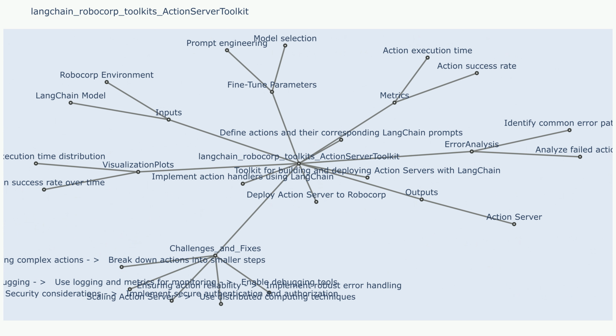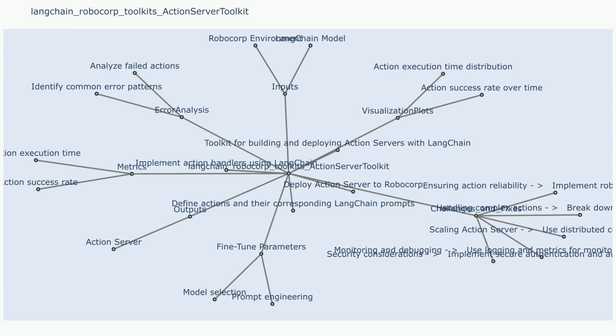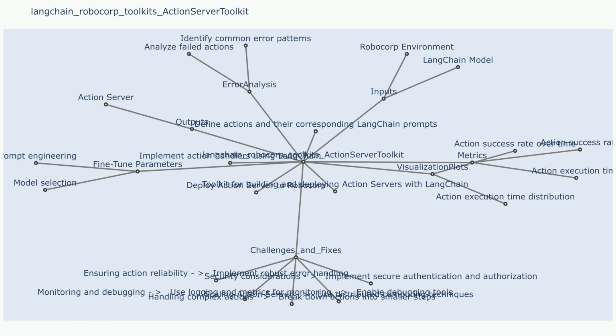Logging level control. The level of logging information generated by the toolkit and the deployed agent. This can help you troubleshoot issues during development and deployment. Uncertainty methods. Confidence scoring. The toolkit can be used to integrate confidence scoring mechanisms into your Langchain agents. This allows you to assess the reliability of the agent's output and handle situations where the agent may be uncertain.